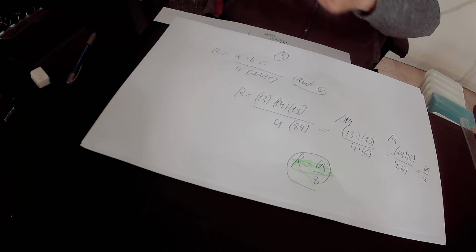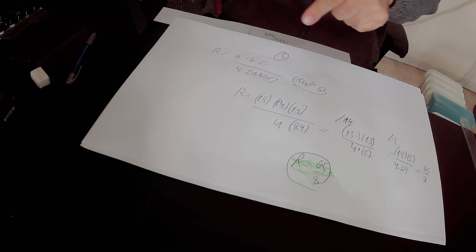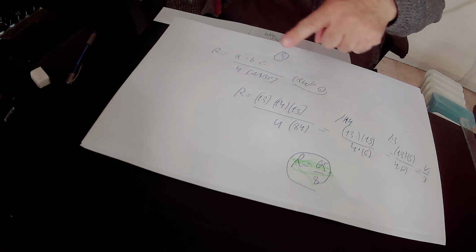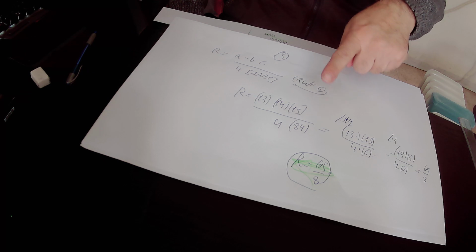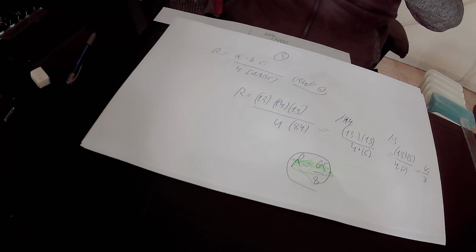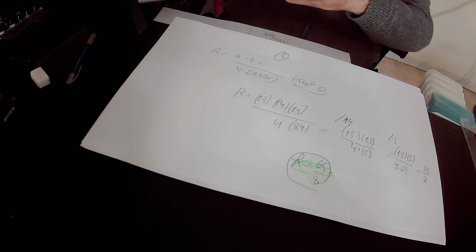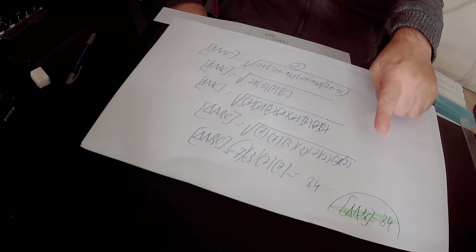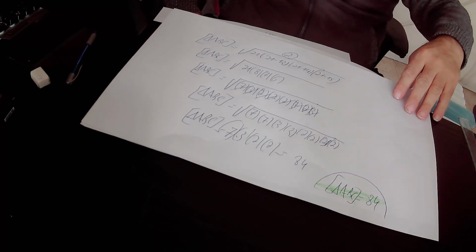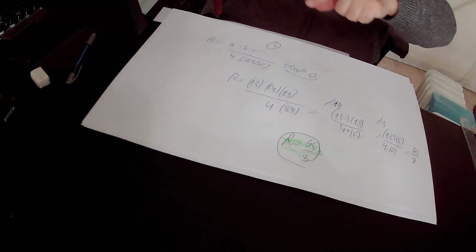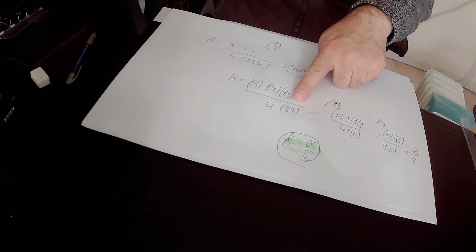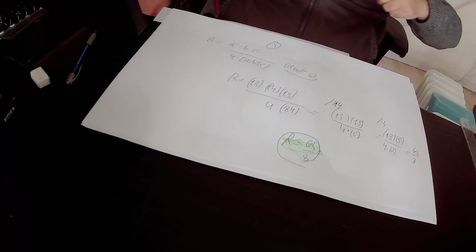So capital R, that is the radius of the circle that blocks triangle ABC, must be equal to A, that is 13, times B, that is 14, times C, that is 15, over 4 times the area of triangle ABC. And we have already found out that the area of triangle ABC is equal to 84 square units. So it is 4 times the area of triangle ABC, that is 84 square units.